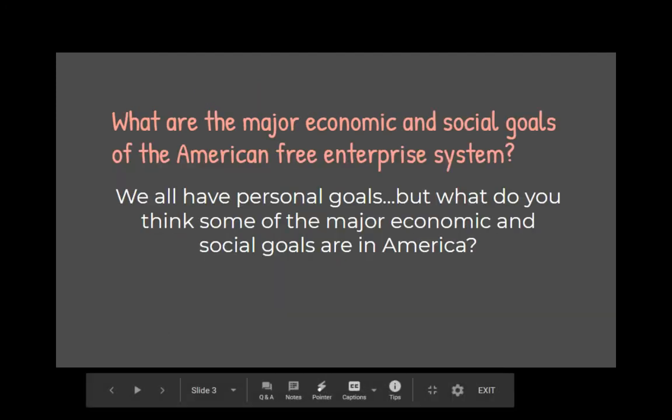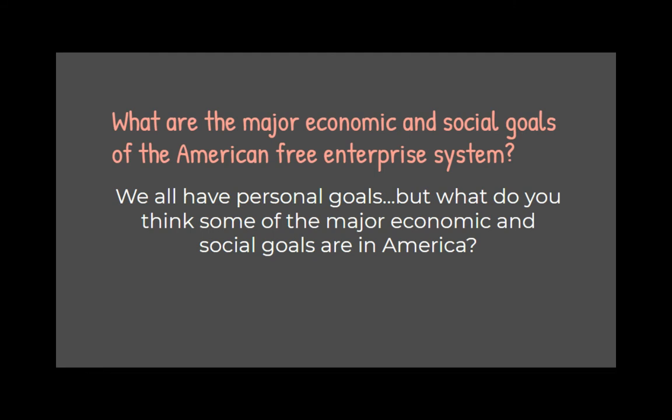Okay. So we're looking at some economic and social goals in the free enterprise system that we've been talking about in this chapter. Free enterprise is what we are in America, where we're able to buy and sell goods without a whole lot of government involvement. We're able to start our own businesses. Yes, there's government regulations, but for the most part, it's a free nation, and we can do whatever business we want to do.